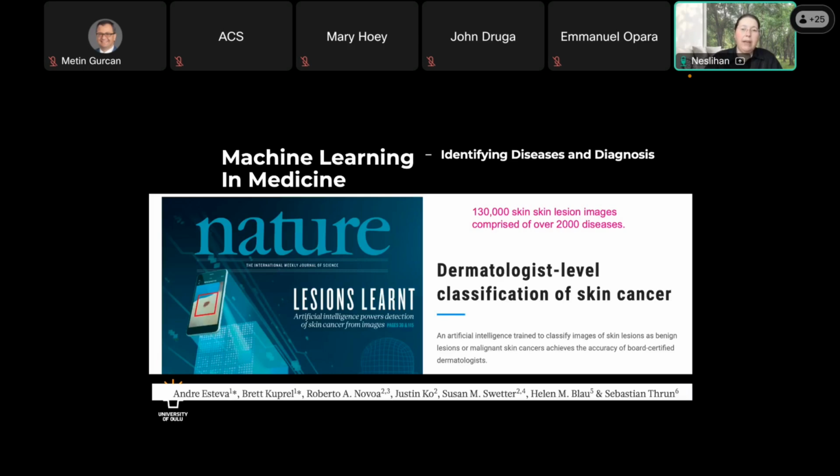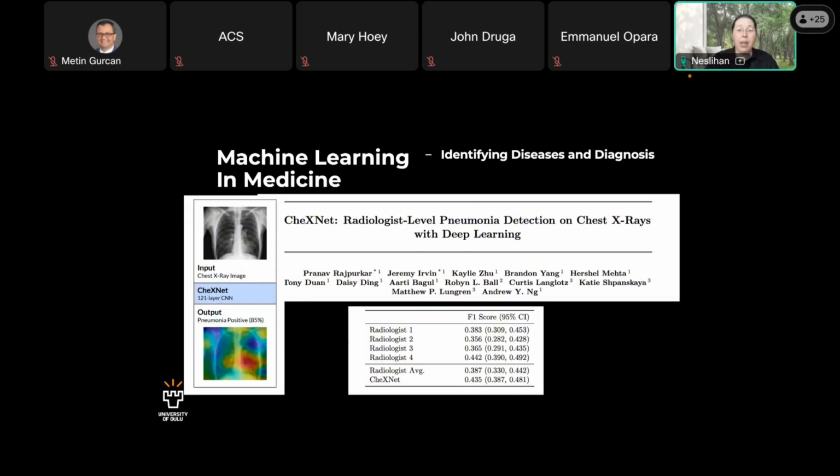For example, a study from 2017 utilized deep learning to detect skin cancer. This AI model achieved the same accuracy as dermatologists in diagnosing cancer. Another study used machine learning to detect pneumonia from chest X-rays. This time, it outperformed radiologists. These were early studies, and it was very exciting. They showed significant improvements, and it raised hopes for machine learning.